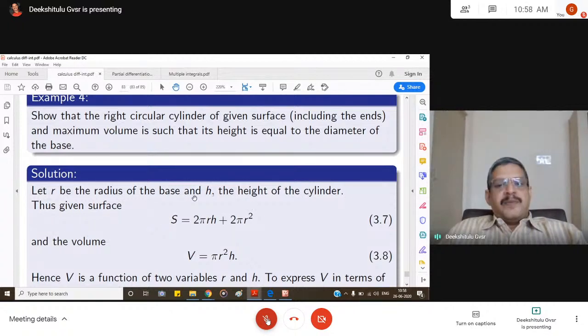So let R be the radius of the base and H be the height of the cylinder. The surface area is S is equal to 2 pi R H plus 2 pi R square.